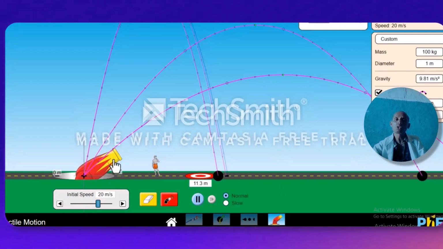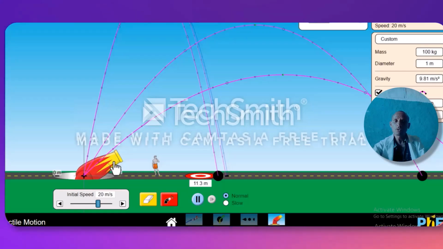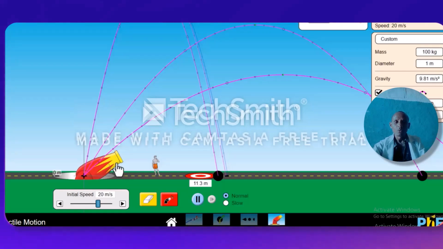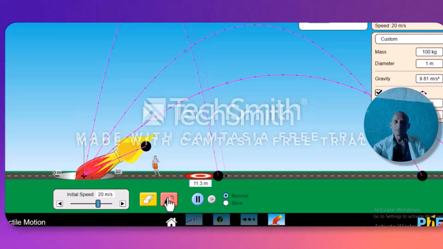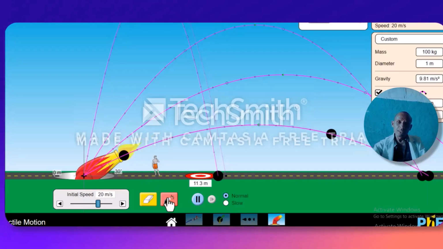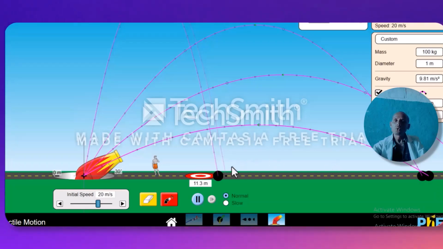Now let's change the angle of projection from 45 degrees to 30 degrees. Okay, look, the distance from the launch point to the landing decreases by a given value when air resistance is applied, meaning the drag coefficient is 0.47.